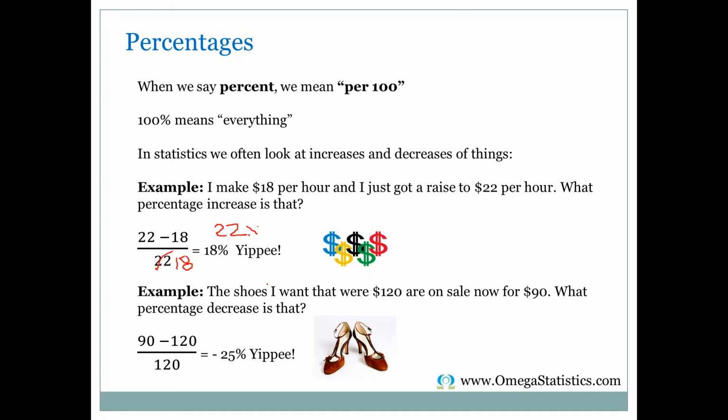Okay, so the shoes I want, they were $120, but now they're on sale for $90. So what percentage decrease is that? Okay. So I start with the 90, which is where I'm at now. I subtract what they were, and I divide it by what they were. And so I have a decrease of 25%. So I'm happy. I'm happy in both cases, actually. So we use that a lot.